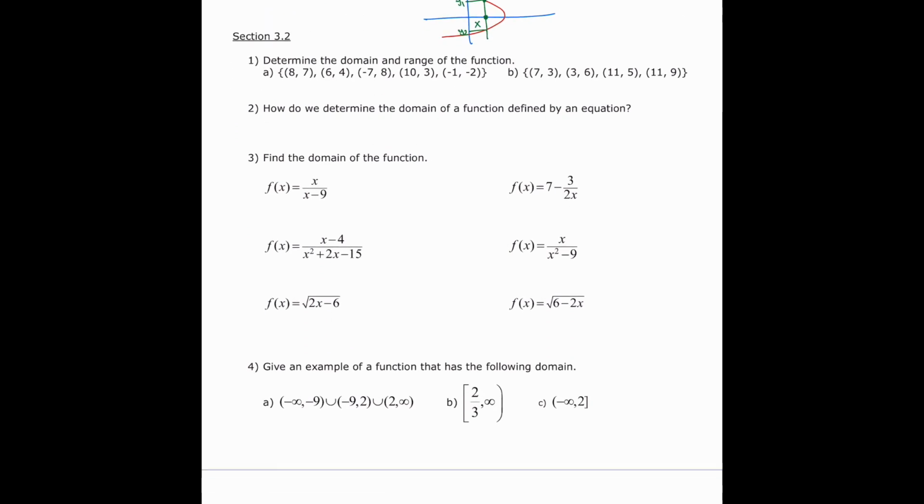Section 3.2, determine the domain and range of the function. We know that the domain is equal to all of the x values if it's represented as a set of ordered pairs. So that is 8, 6, -7, 10, and -1. It doesn't matter the order. And the range is the set of all of the y values, so this is 7, 4, 8, 3, and -2.